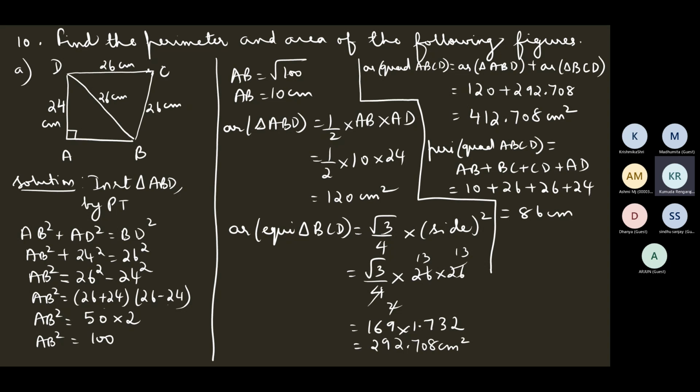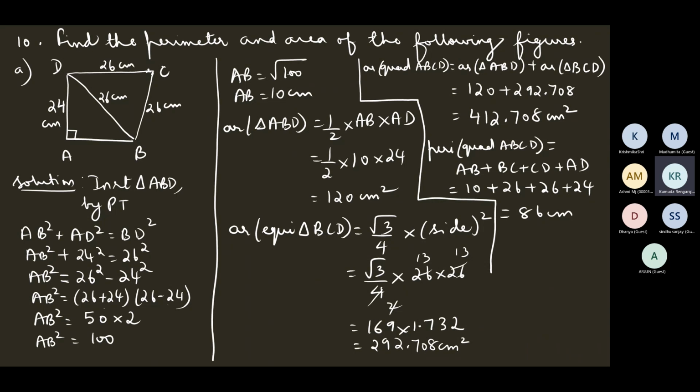If it's a scalene triangle and you know only the three sides, you don't know the altitudes, then use Heron's formula. However, you can use Heron's formula to find the area of any triangle. So like this equilateral triangle, if you find the area using Heron's formula, you will get the same answer.